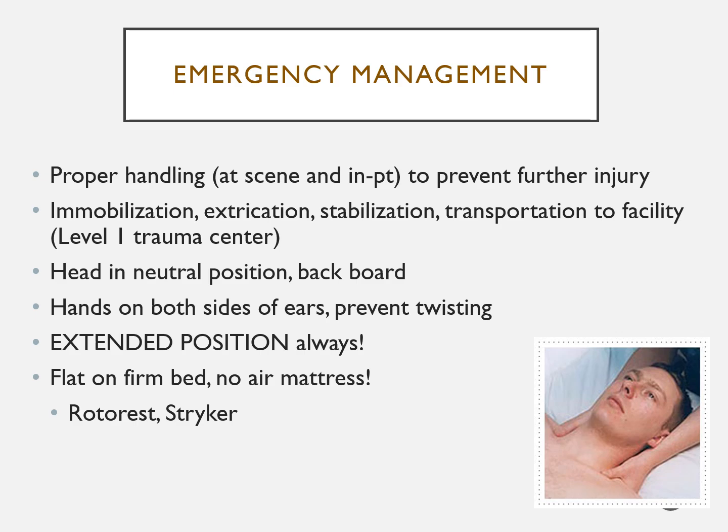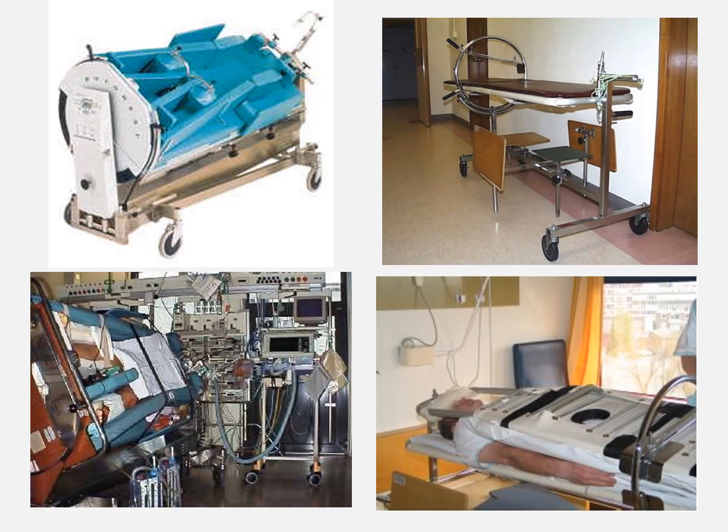The patient is always placed on a firm bed. They're never placed on an air mattress in the initial stages until you know about any spinal cord injury. Rotorests and Strykers are specialty beds that may be used. I have a picture of those. The two left pictures are Rotorest beds. You can see the patient in there on the bottom photo. Those are for our unstable spines, because the patient can be turned right in the bed.